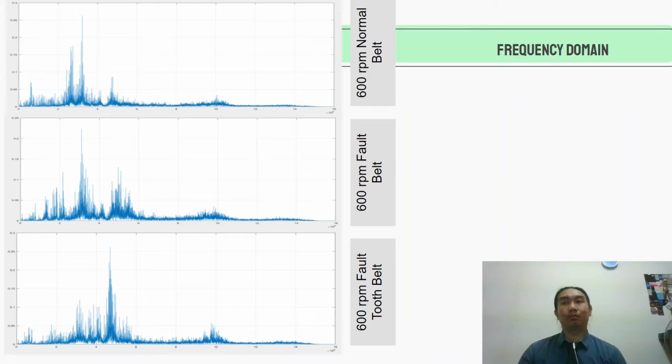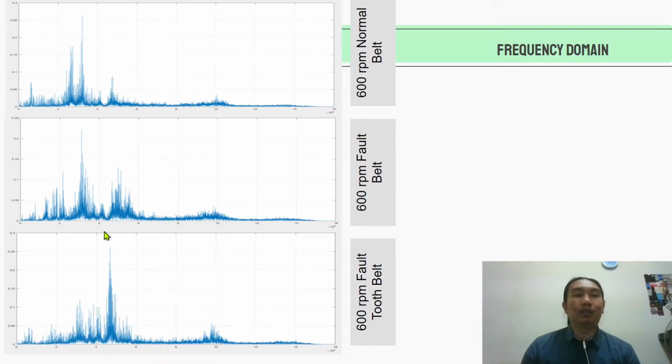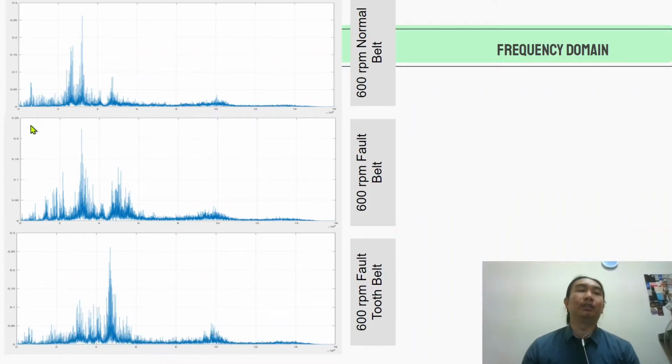Okay, as for the frequency domain, the difference in shape and severity of the fault condition is an indication of the type of defect. So for the 3 types of belt, it shows that the normal belt and the tooth belt are almost identical, but as for the fault tooth belt, the spikes are more numerous and higher than both the normal belt and tooth belt for 600 RPM.